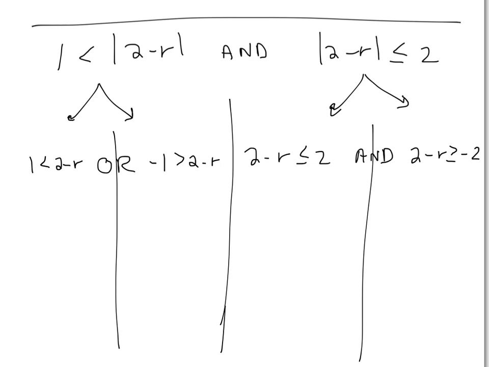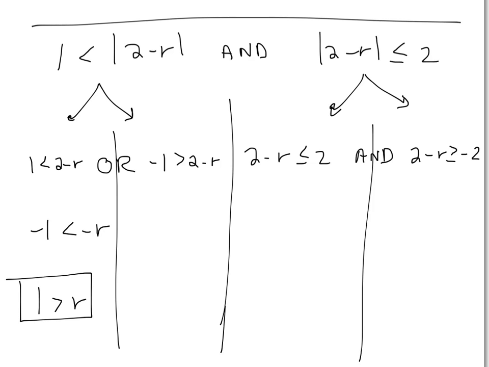So on the left-hand side, I want to solve for r. I could subtract 2, or I could move the r over and subtract 1. Either way, it doesn't make a difference. Let's subtract 2. So I get negative 1 less than negative r. And if I divide by negative 1 everywhere, I'm going to get 1 greater than r like that. That's my first one.